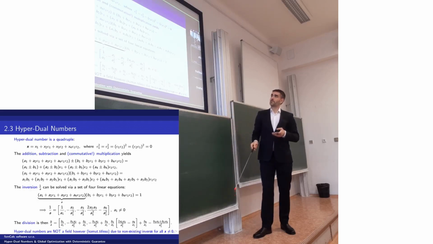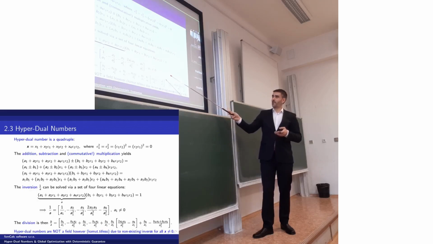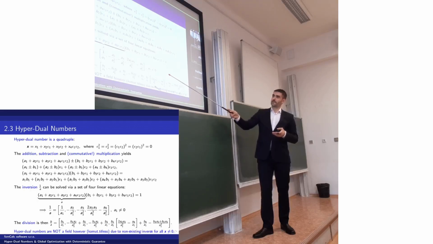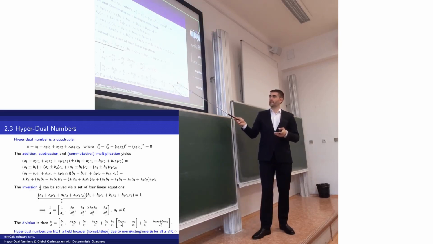So these are the basic operators. Interestingly, hyperdual numbers have commutative multiplication, unlike quaternions, but this is not a field like the complex numbers. The problem is that the inverse element doesn't exist for all non-zero x. For example, for an element which has 0, 1, 1, 1, we have no inverse element, so therefore it's not a field.